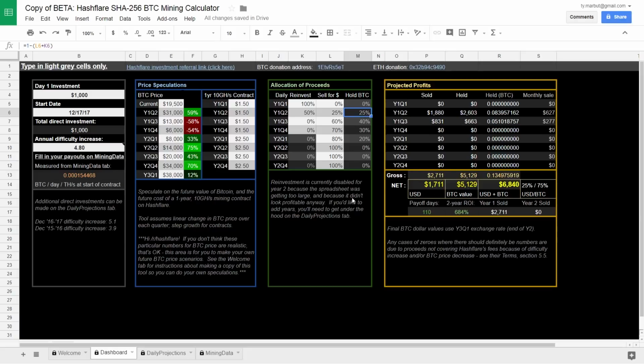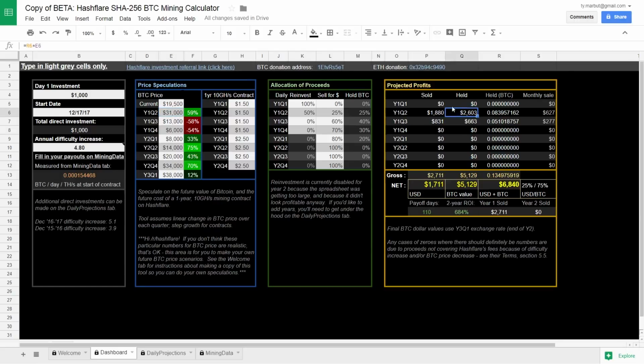All right. So then when we get all the way over here, this is showing you in each of those quarters how much of your earnings are you selling off as dollars? How many are you holding as Bitcoins? And this right here is based on the Bitcoin value at that time. So this number right here, year one, quarter two.